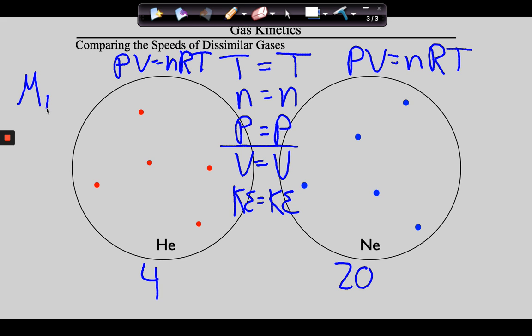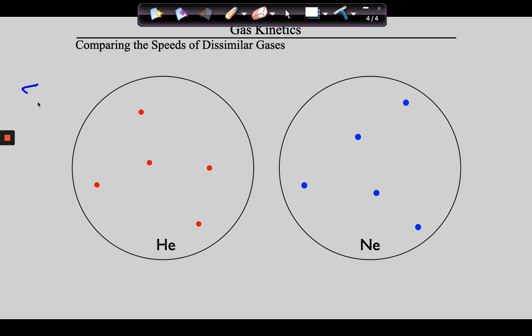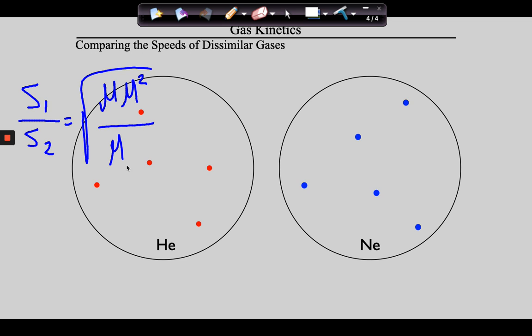Speed 1 over speed 2 is equal to the square root of molar mass 2 over molar mass 1. So they're opposites, so it's like that. So yeah, it's a ratio of their masses, inverted, and then square rooted. There's a name for that. Graham's law of diffusion. It's been a while since we've done it, but this is actually what it is. But again, you don't need to know it. You guys okay with the ideas?